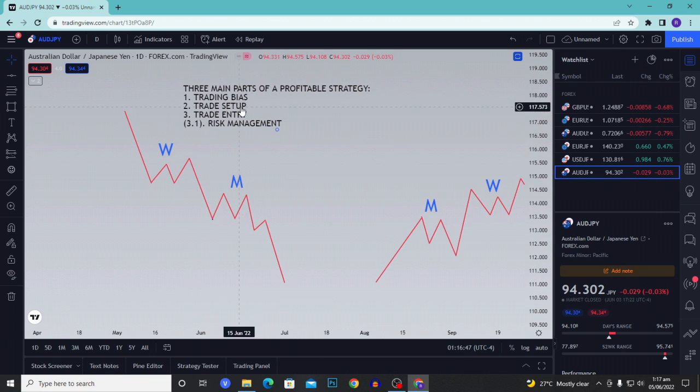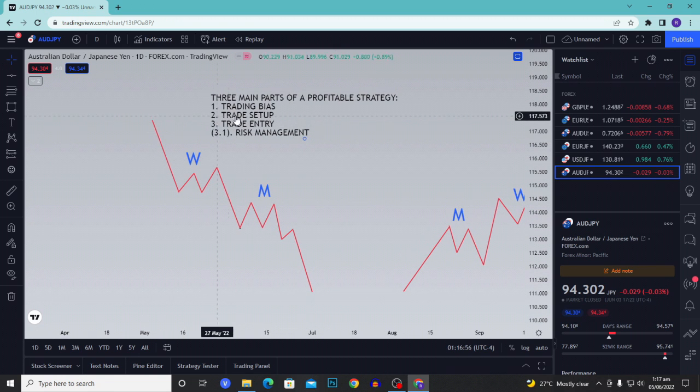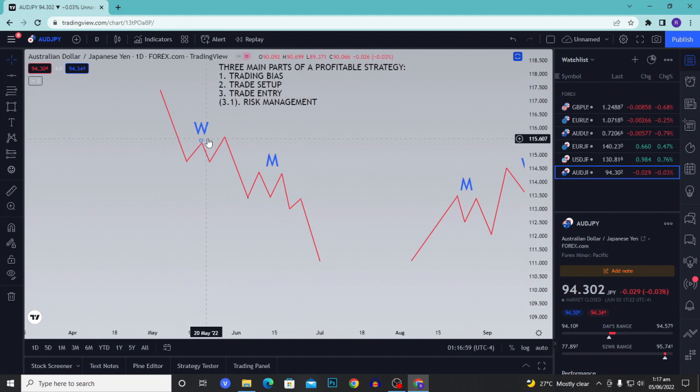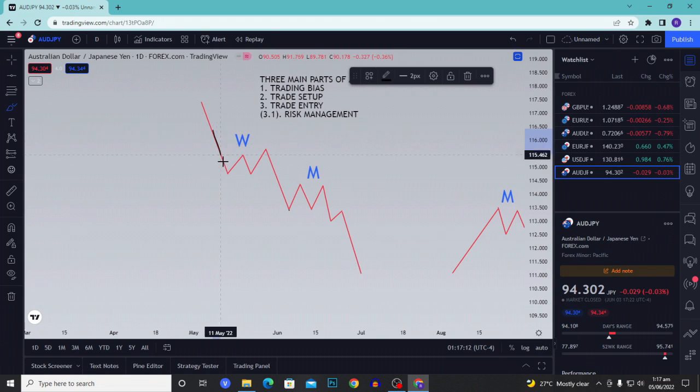And next up we have the trade setup. And just as I just explained, our trade setups are the W setup and the M setup. To explain briefly, the W setup happens when price comes down, goes up to form a neckline or the neck point, then comes back down, then goes up to break the neck point. See, price broke the neck point right here to form a W.